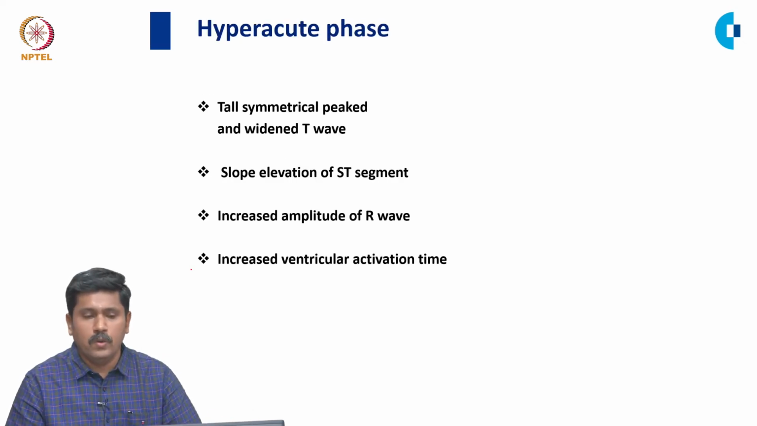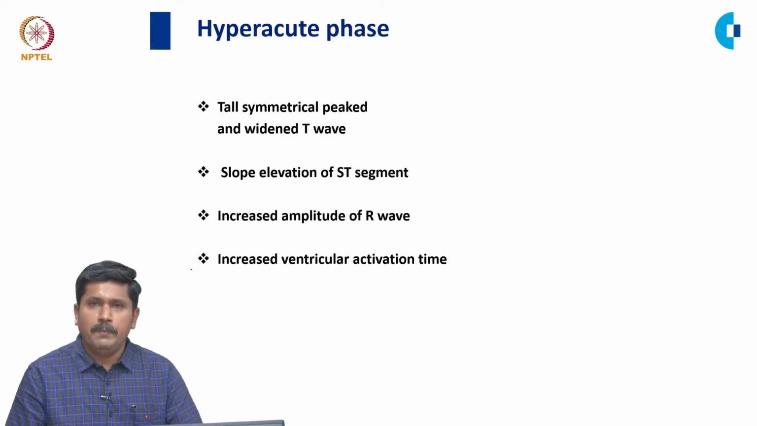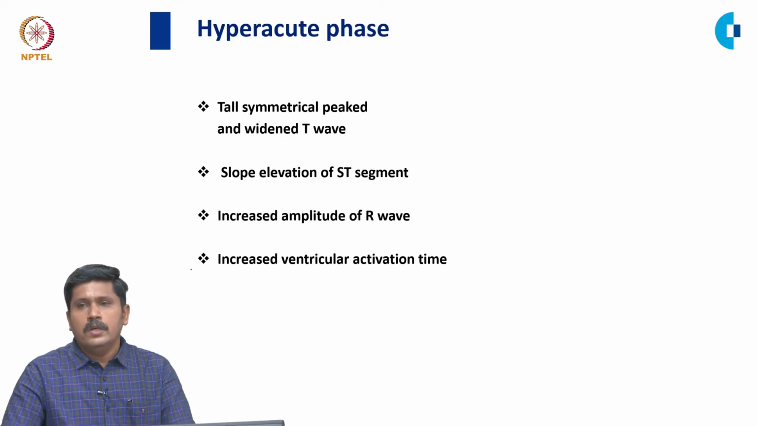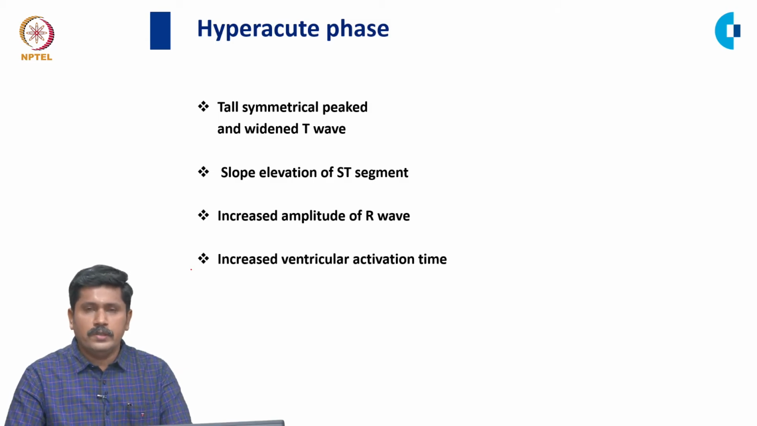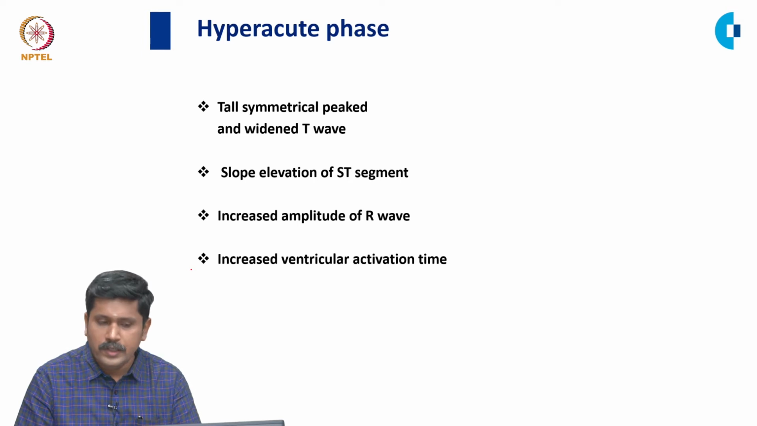That is why you call it a golden hour in a patient with myocardial infarction. So, what are the ECG changes in the hyperacute phase of myocardial infarction? The hyperacute phase is characterized by tall, symmetrical, peaked and widened T waves. There will be a slope elevation of the ST segment. The ST segment will normally be slightly concave upward.